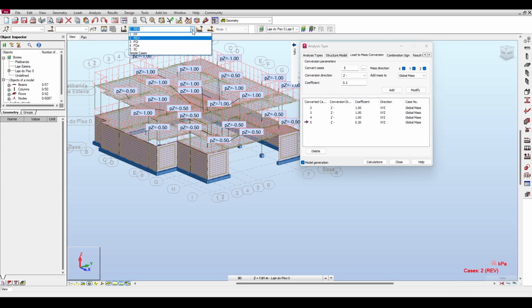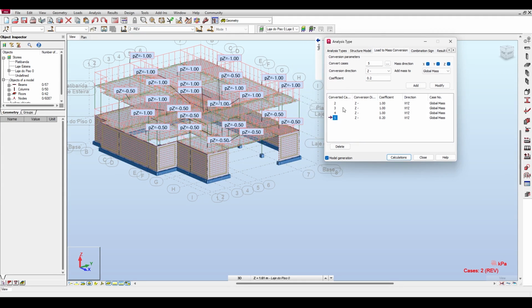So our dear subscriber Jorge is taking 20% of the live load, it seems, I'm only predicting here, to become his own mass. Now the 20% is something that changes from code to code and from region to region. You have to check your own code to see what the percentage is that you should take into account from the live loads. Like what percentage of live loads should be included in your modal analysis mass.